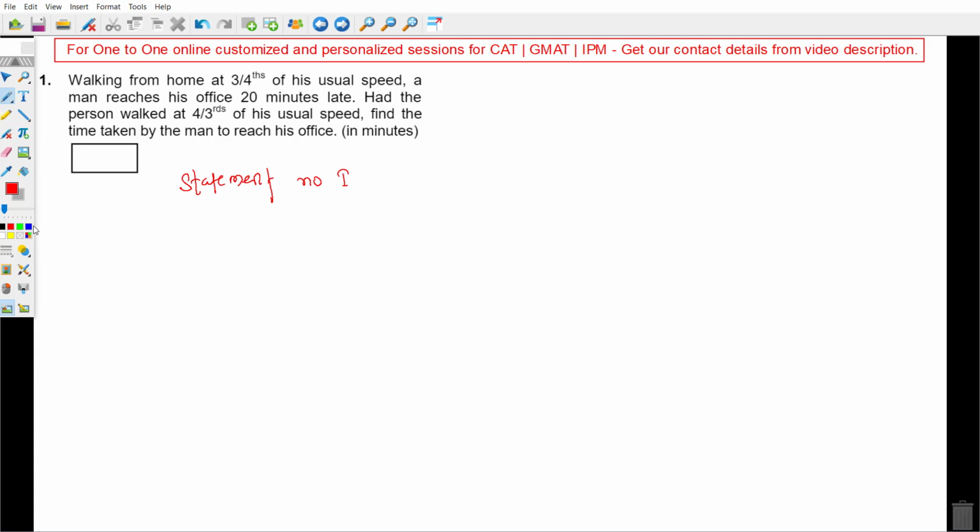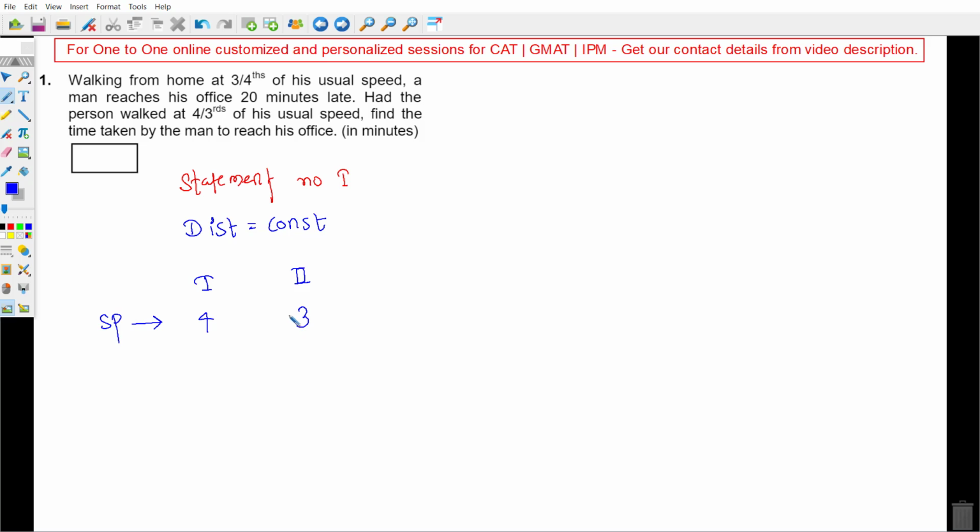Statement number 1 says that walking from home at 3/4 of his usual speed, a man reaches his office 20 minutes late. So look here, in both cases he is traveling from office to home, so the distance is constant here. Now the first case and second case. First case means usual case, second case means new case. Walking at 3/4 of his usual speed: if the usual speed is 4 units, then the new speed will be how much?